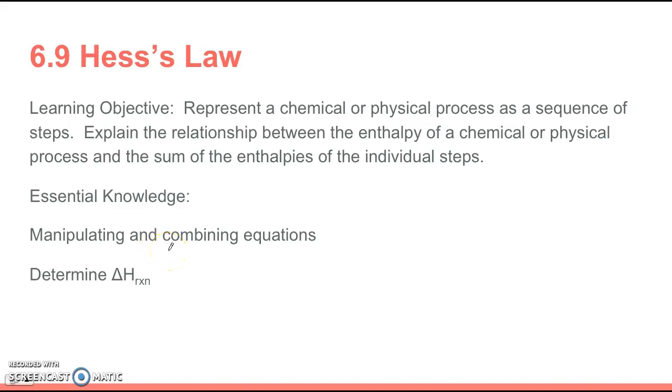We know their delta H. And we want to change them or manipulate them and put them together to equal some unknown reaction. And then what we're trying to do is figure out the enthalpy change for a reaction. So we want to find out delta H for some unknown reaction by putting together several known reactions. And then the key is you want to know, when you manipulate an equation, what does that do to the delta H? So we'll look at that on the next slide.